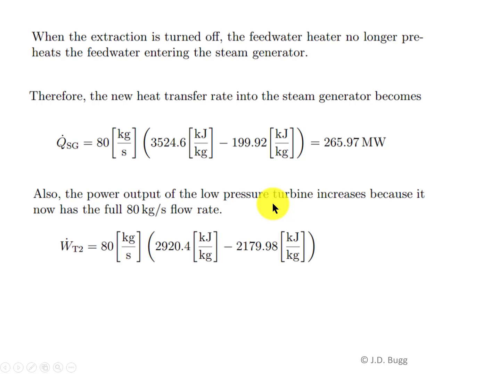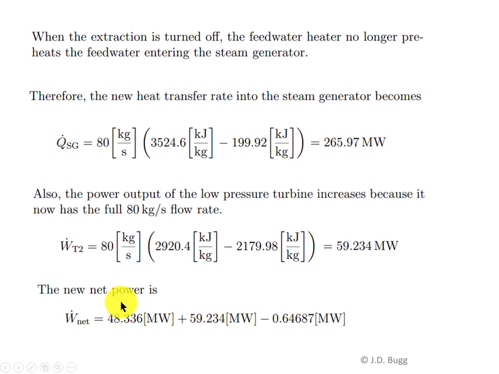So we do our low pressure turbine calculation again. The two enthalpies are the same. The only thing that's changed is this used to be 72 and now it's 80. So the new power produced by the second turbine is 59.234 megawatts. Now we can calculate the change in the net work and the thermal efficiency.